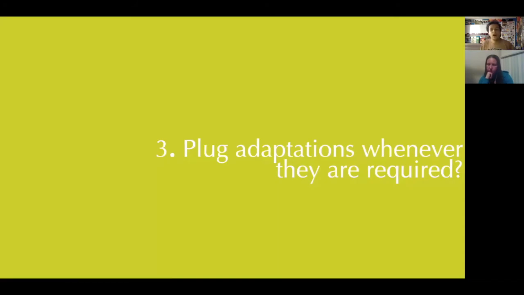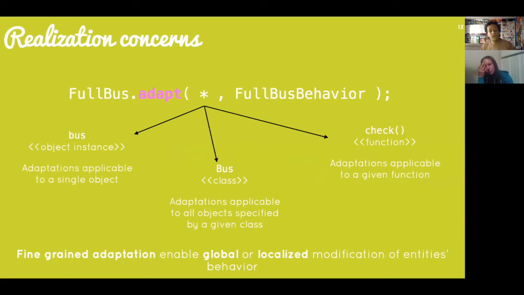So how do we exactly plug these adaptations? Well, first we need to look at the adapt method. And in the adapt method, we can define how adaptations affect the system. So we can define that they adapt a particular object instance, all instances of a class, or even a particular function in the system. This gives us the ability to define localized adaptations or global adaptations.